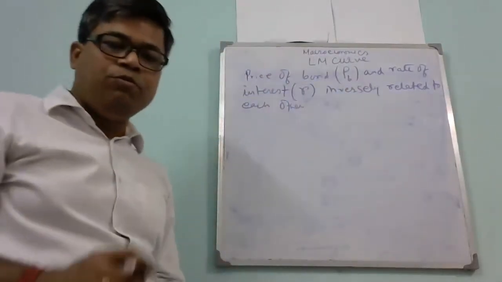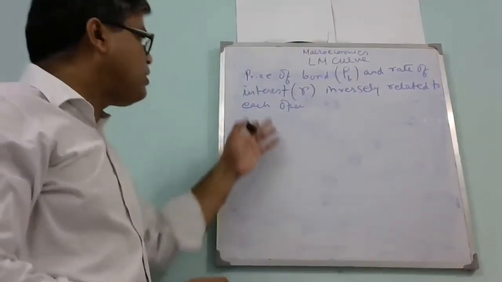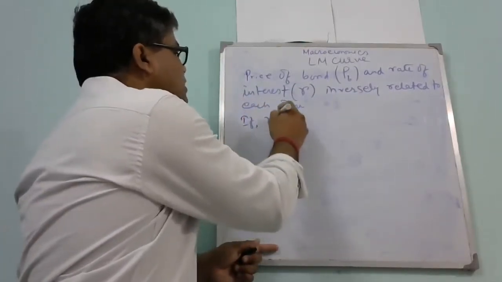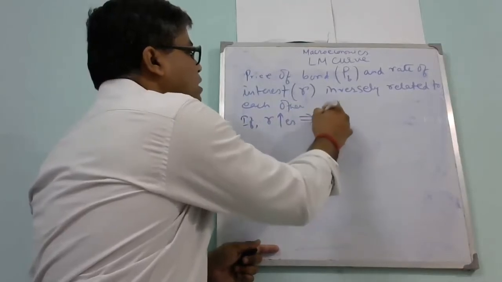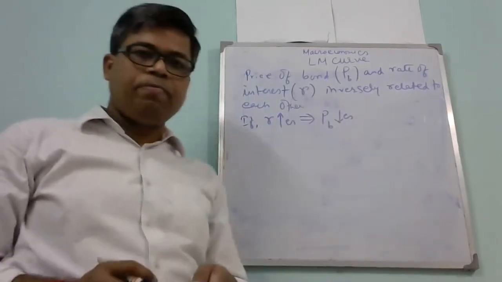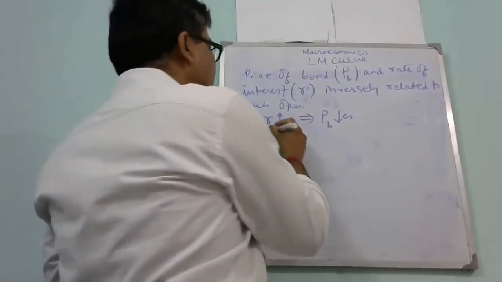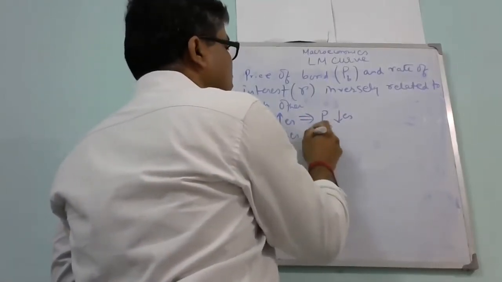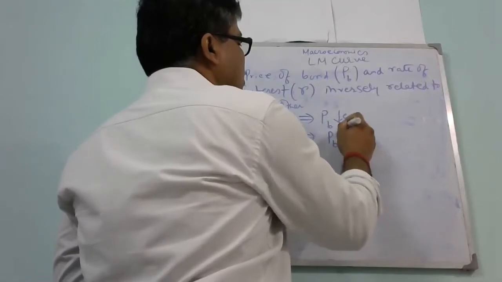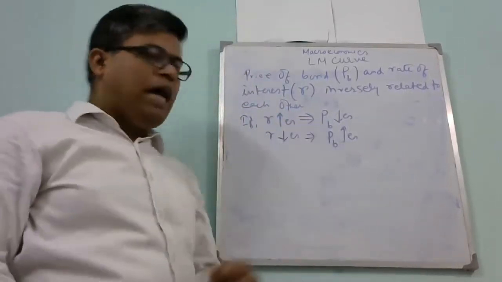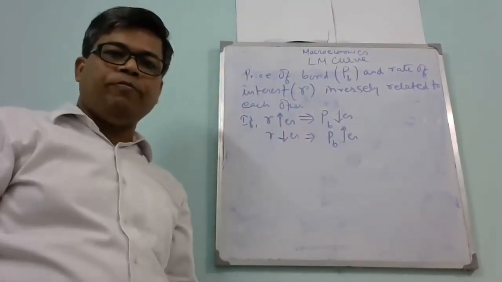What does it mean? Inversely related to each other means that if R increases, then the price of bond decreases, or if R decreases, then the price of bond increases. There is an inverse relation between the rate of interest and the price of bond.